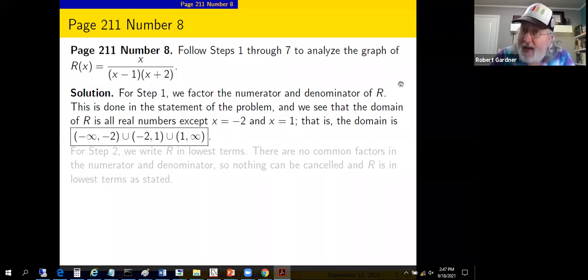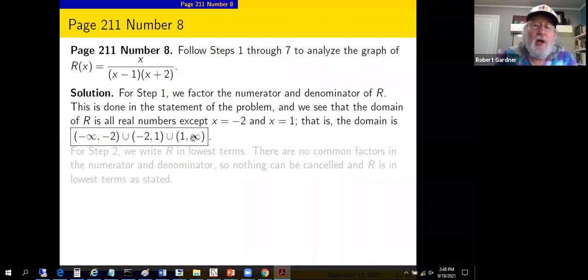Find the domain by checking places where the denominator is 0 and casting them out. We have a problem at x equals 1 where this factor is 0, and we have a problem at x equals negative 2 where this factor is 0. Otherwise, we're good to go. So the domain is all real numbers except negative 2 and positive 1. In interval notation, we get something like this.